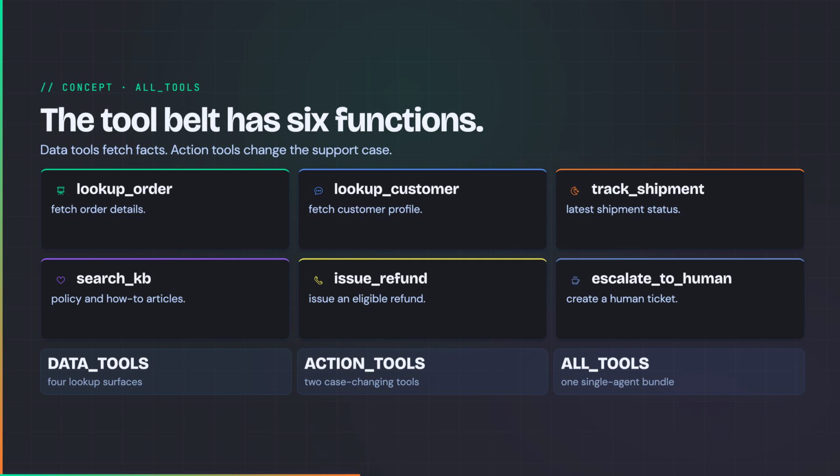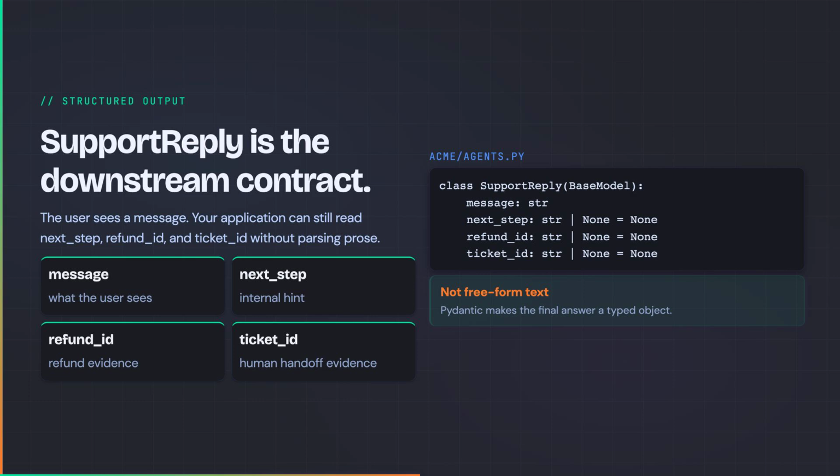Escalate_human is the safe exit for work outside authority. High-value refunds and unclear cases become a ticket instead of a guess. Think of SupportReply as the receipt your application gets after the conversation.